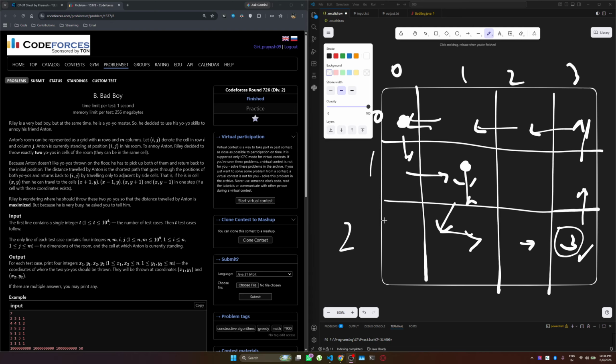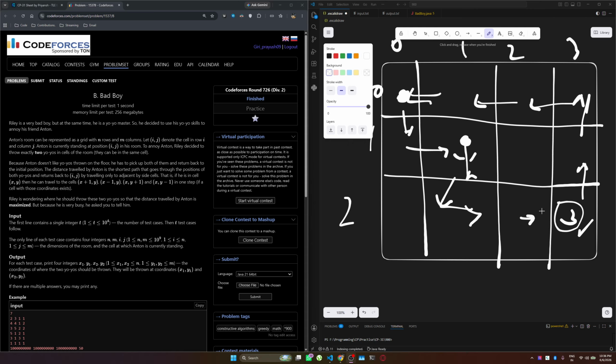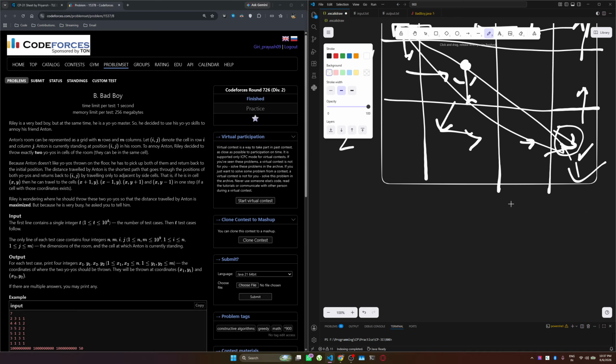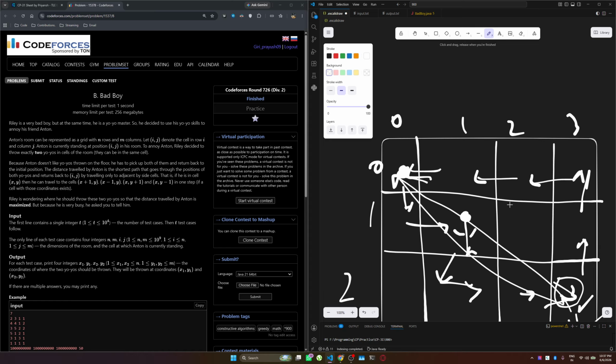Okay, so basically, if Anton is at the starting cell, we place both of them here because that's the most opposite cell to it. And if he's not at the starting cell, then easily we can place them at directly opposite diagonals. That's the only solution I can think of, because he has to travel again and then go back to wherever.